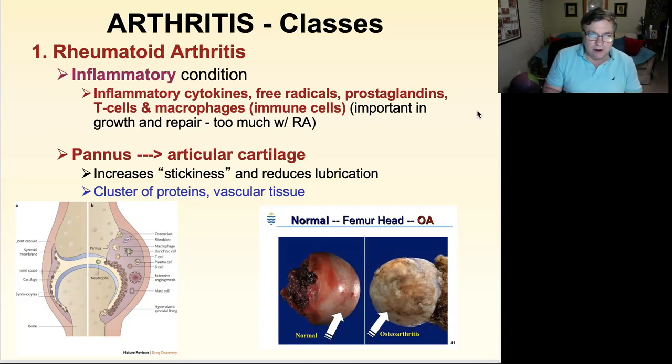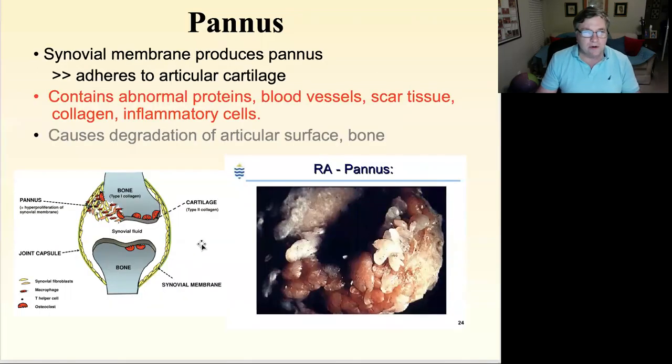pannus really becomes a problem in all types of arthritis. Here we see it being produced and it starts to stick to that articular cartilage. So it starts to wear away. In fact, sometimes you can get new bone material being produced inside a joint, like one of your knuckles, for example, or the knee joint. And then some of the bone actually starts to break down. So this is a really significant issue.